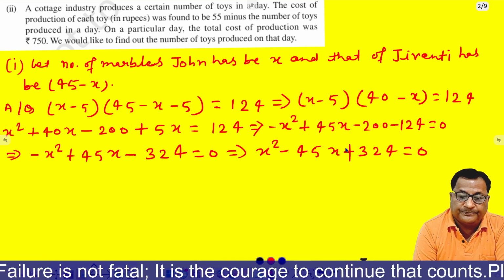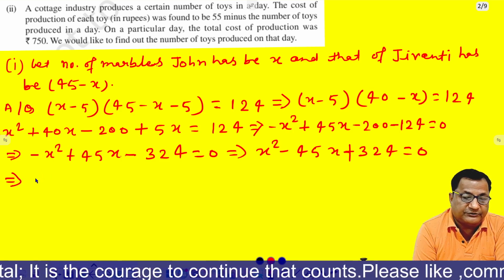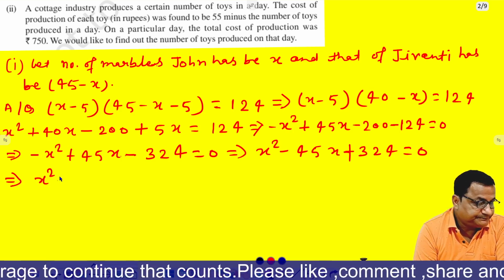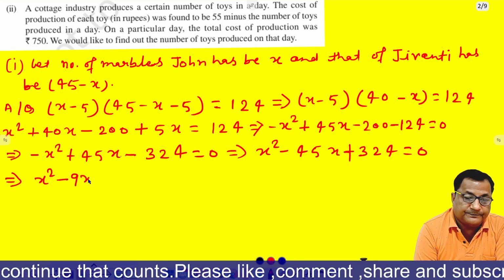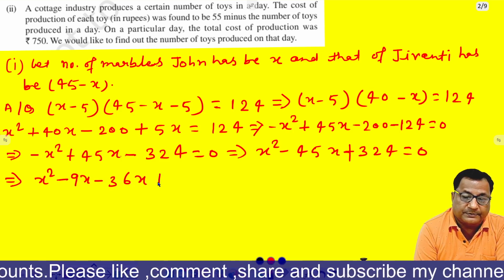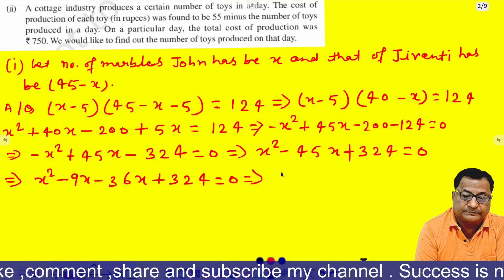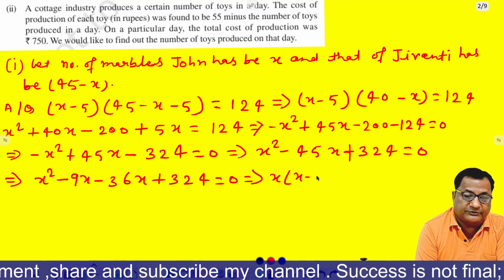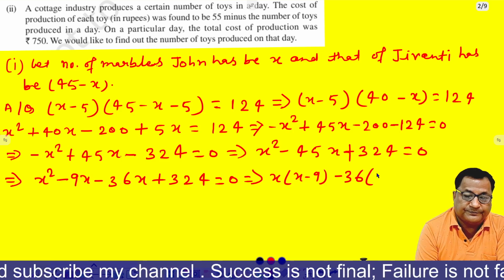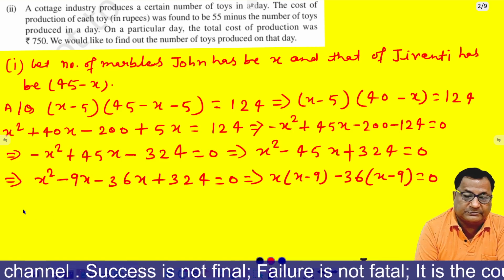Now we will factorize by splitting the middle term, so x square minus 9x minus 36x plus 324 equal to 0. Taking x common, x minus 9, minus 36 into x minus 9 equal to 0.